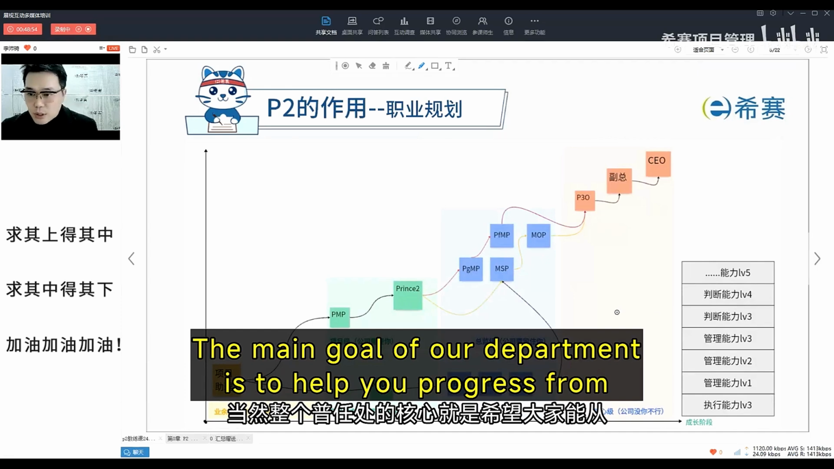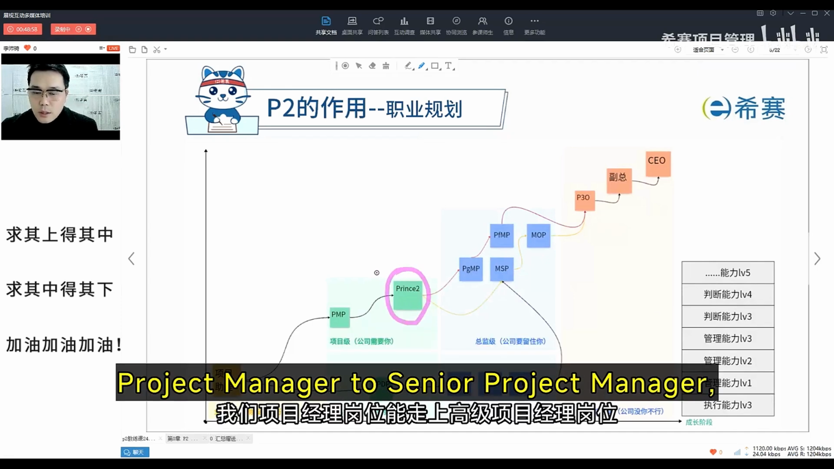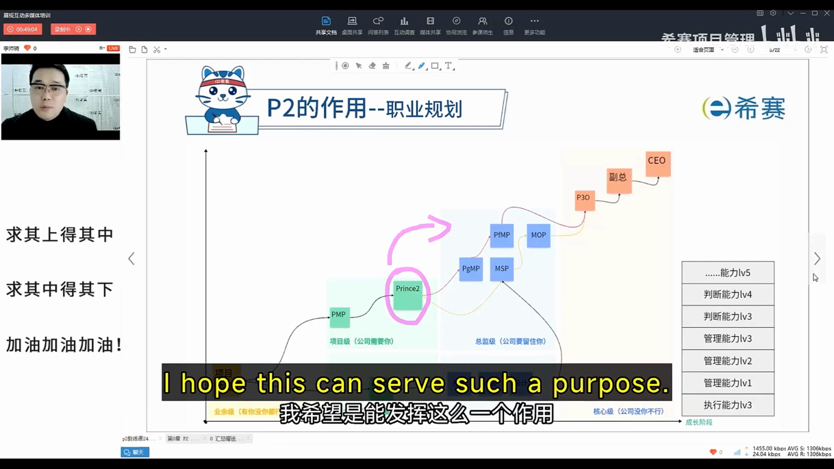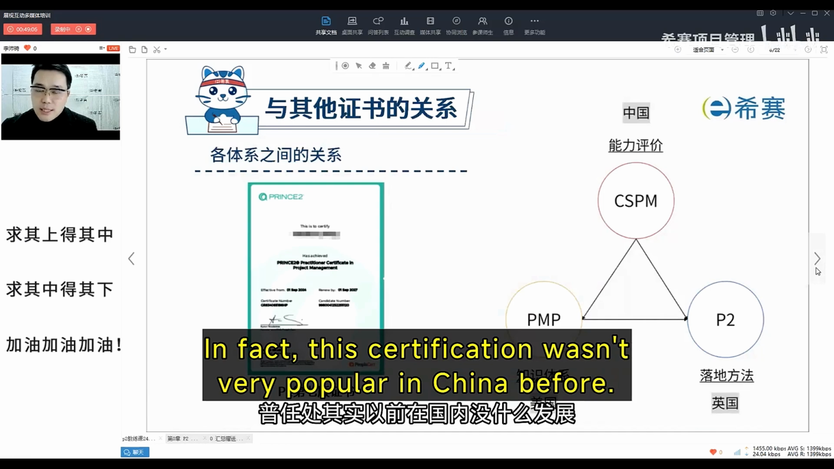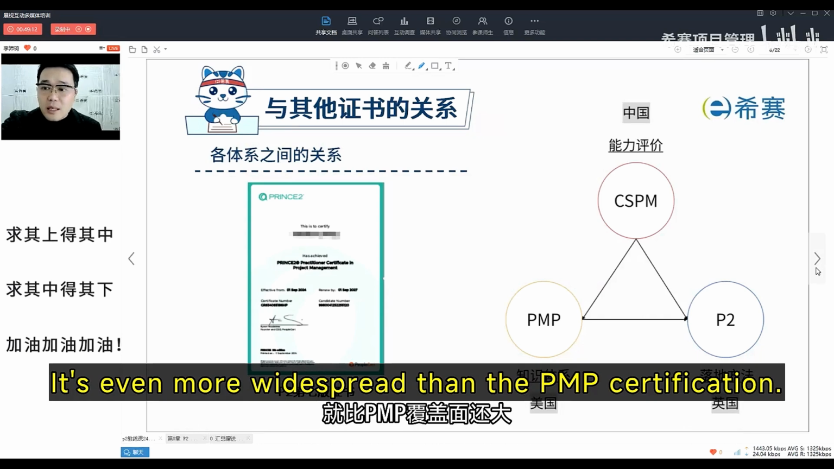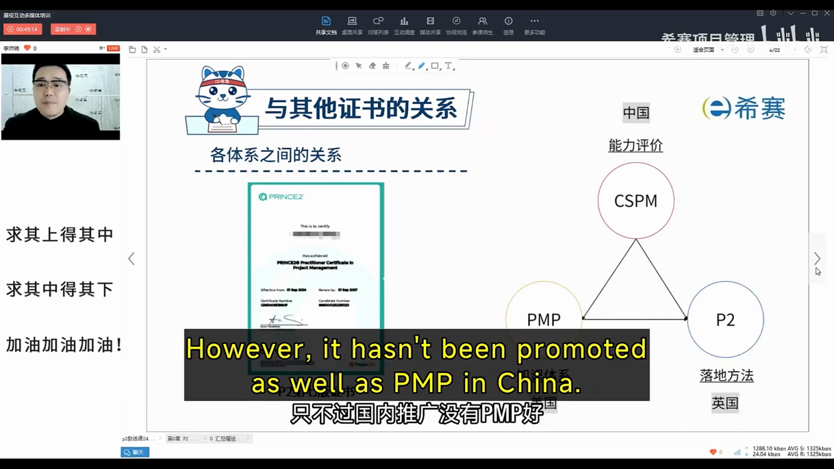The main goal of our department is to help you progress from project manager to senior project manager, and ultimately to project chair. I hope this can serve such a purpose. In fact, this certification wasn't very popular in China before. Globally, it's the most widely recognized certification. It's even more widespread than the PMP certification. However, it hasn't been promoted as well as PMP in China.